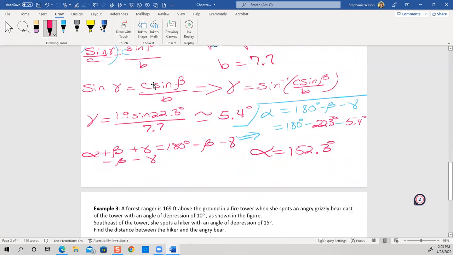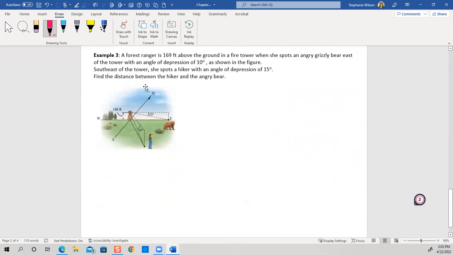Okay, so let's do example 3. So in example 3, we have a forest ranger that is 175 feet. In the diagram here, I actually changed the number, so you are going to see here, oh, I didn't change it. I meant to change the numbers to 175, but instead we're going to do 169 feet.